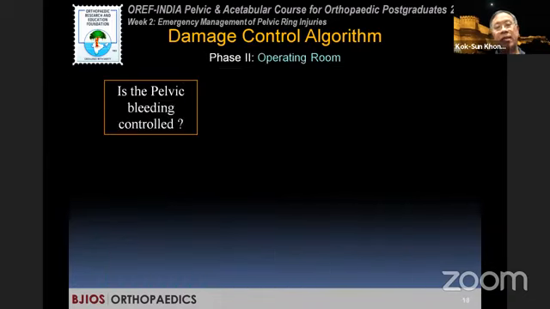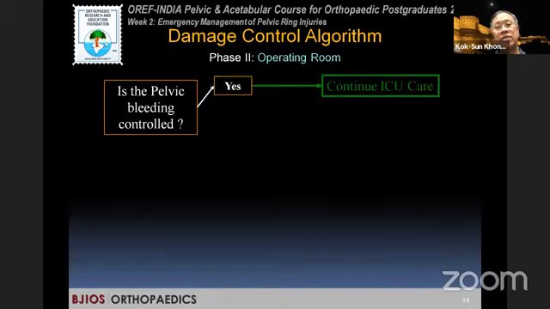Then the second phase comes in, where you may have to consider bringing the patient to the operating room. So again, you ask yourself, is the pelvic bleeding controlled? If it is yes, then continue the ICU care and let the general surgeon decide when he wants to do an exploratory laparotomy, or the vascular surgeons want to do something, or cardiothoracic want to do something.